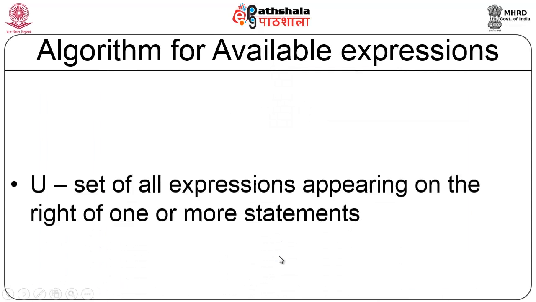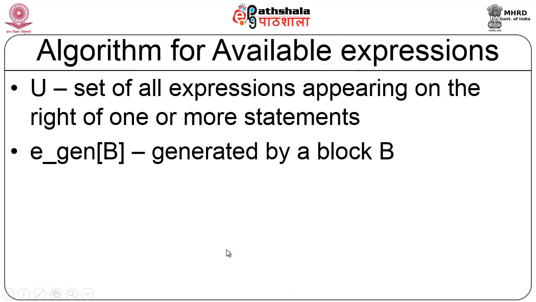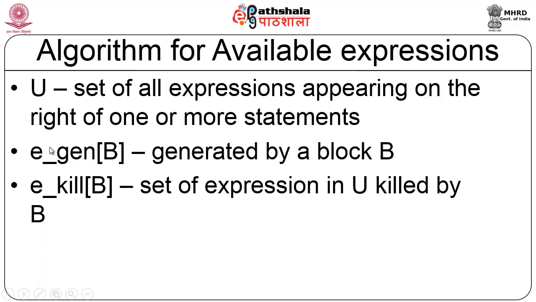Now, the algorithm for available expressions. Assume that U is the set of all expressions appearing on the right of one or more statements. So, you have a block and you have all the expressions available and you form them into a set called U. Now, E gen of B, the expressions generated by a block, for example B, and E kill of B is the set of expressions in U killed by B.